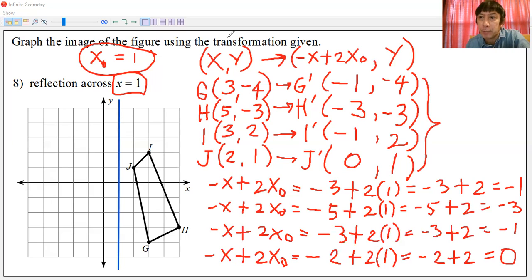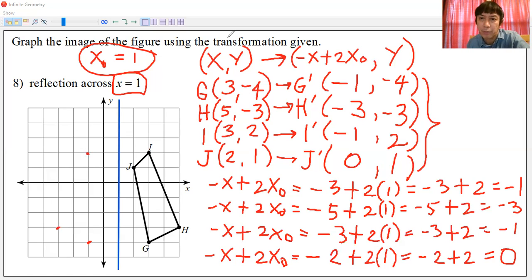All right, let's plot the points and see if it's accurate. -1, -4. That's the third quadrant. -1 and -4 is over here. Next is -3, -3. That looks like over here. There. All right. Next, -1, 2. -1 and 2 is up here.